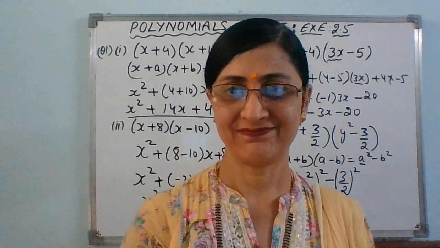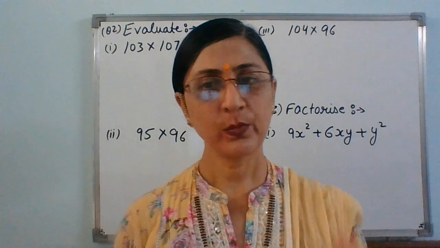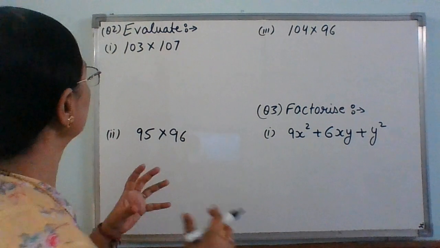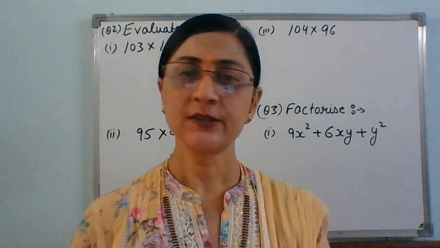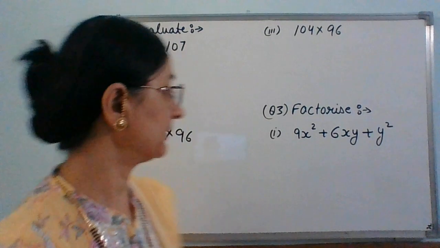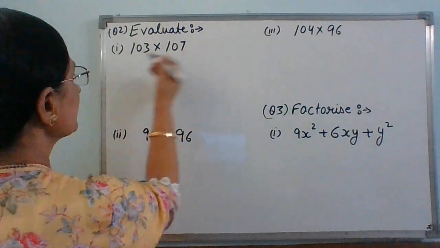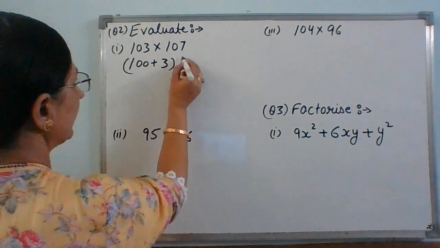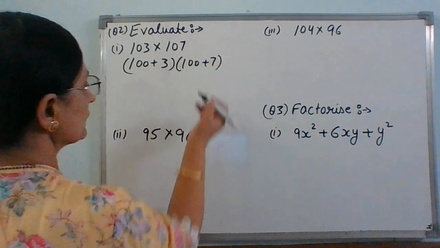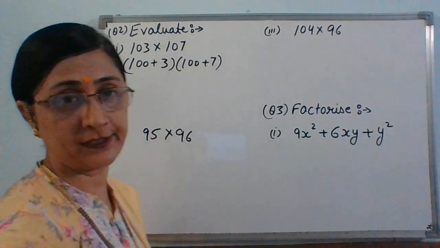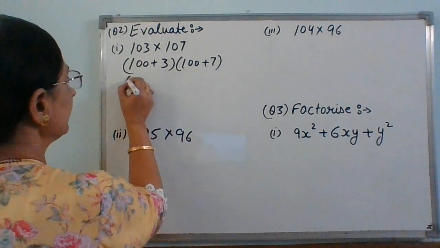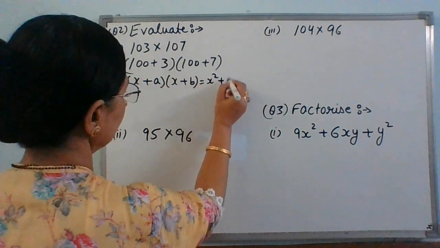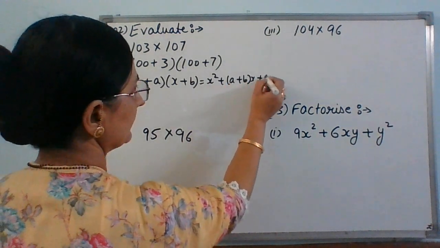Now the second question. Okay. Now question number 2. There are 3 parts, right? Now we have to find the product of 103 into 107. So directly we don't have to multiply 103 and 107; we evaluate using the formula. We can convert this into 100 plus 3, and here 100 plus 7. So here a and b are different, so we'll be using the formula x plus a into x plus b, that equals x square plus a plus b into x plus a into b.